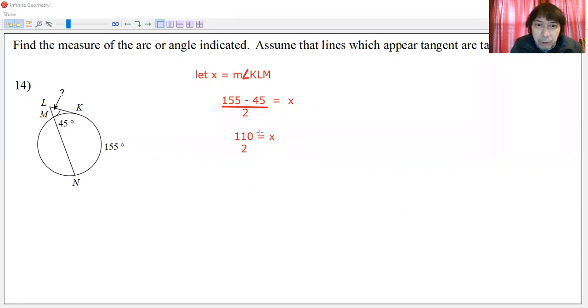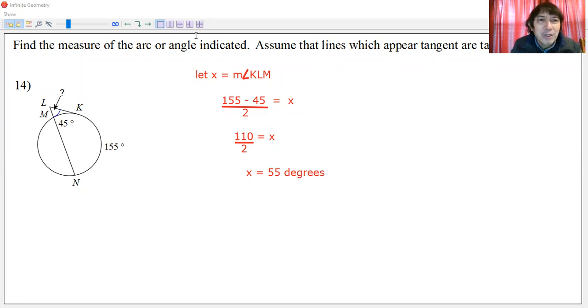This will still be divided there. 5 minus 5, 0. 5 minus 4, 1. Bring down 1. So x is just 55. X is just 55 degrees there. And that's it.